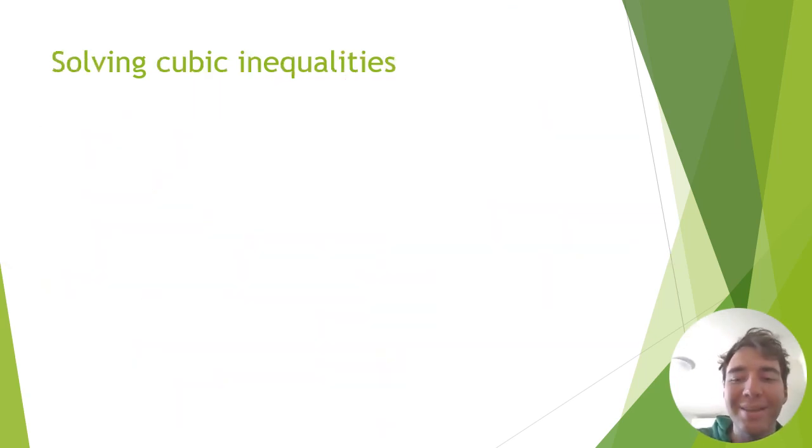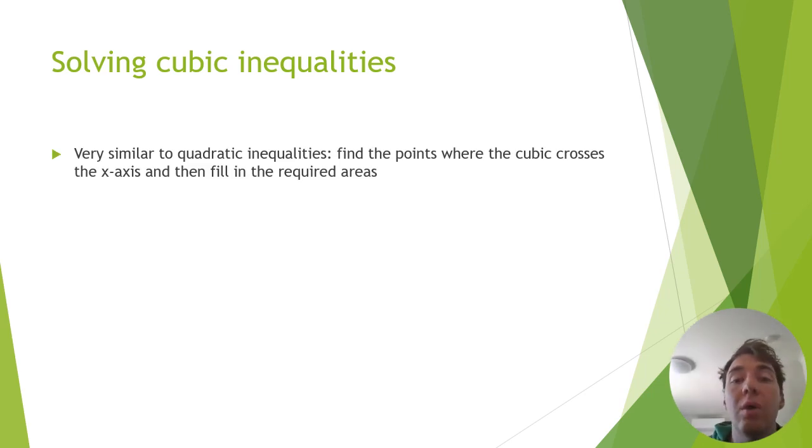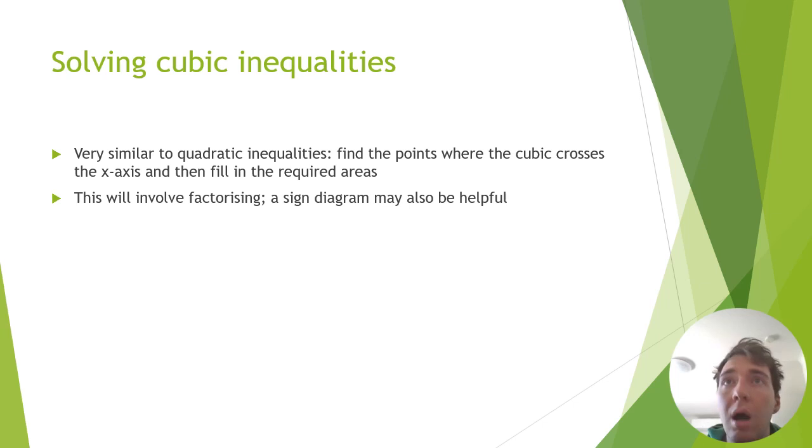Okay, so we've got one last thing that we need to look at for today, and that's this idea of cubic inequalities. And really, this is just a little tack on to the last idea that we've been looking at where we've been sketching. We're just going to use sketches to solve cubic inequalities. It's just like when we did this with quadratics, right? We find where it crosses the x-axis, and then we fill in the areas that we need. I think that factorizing is essential. This sign diagram might be helpful here, but don't get hung up on it. It's still a sign diagram at the end of the day.